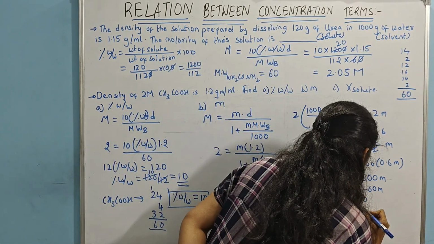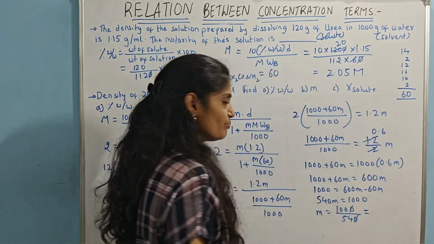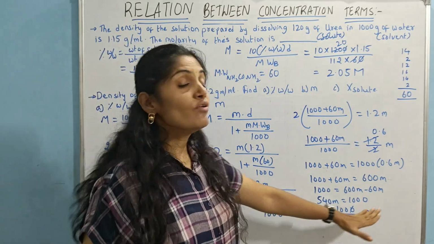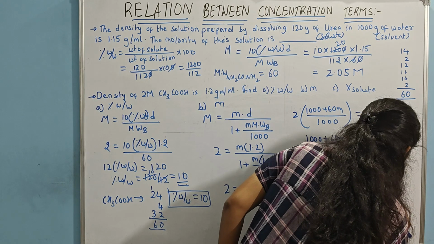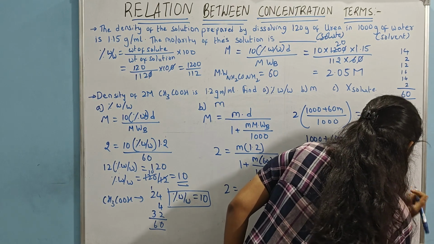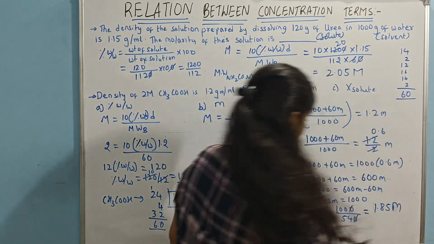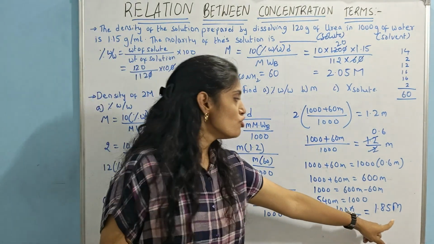If you try to solve it further, you will get the answer. You can do it leisurely. If you calculate 100 divided by 54, your answer should closely go to 1.85. So 1.85 molar should be your answer.